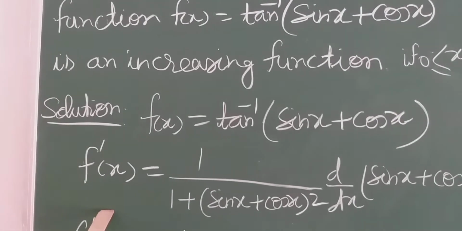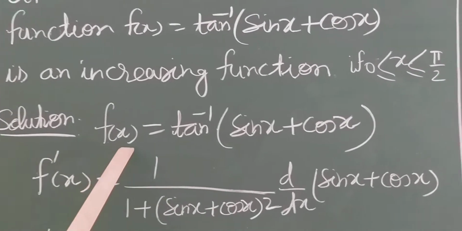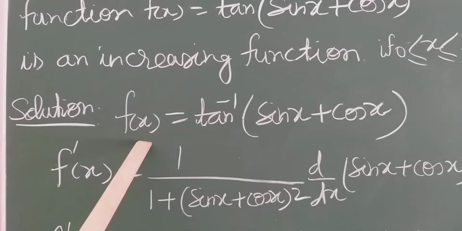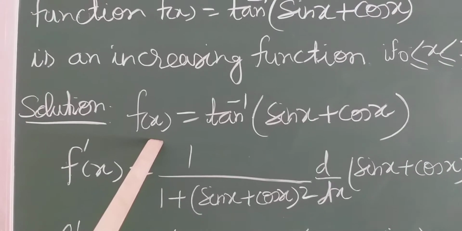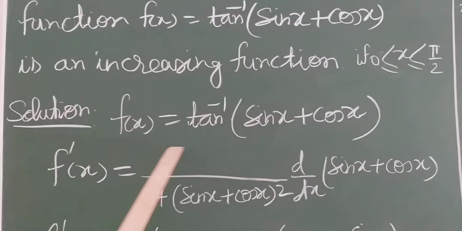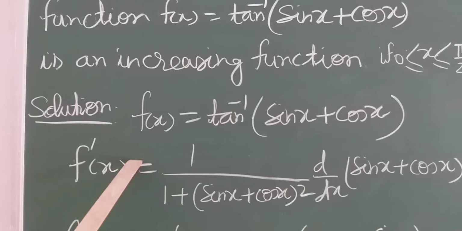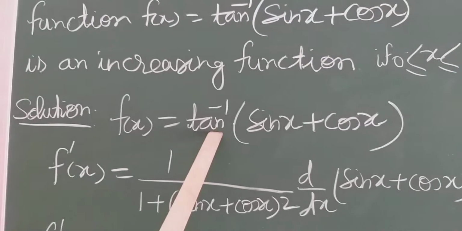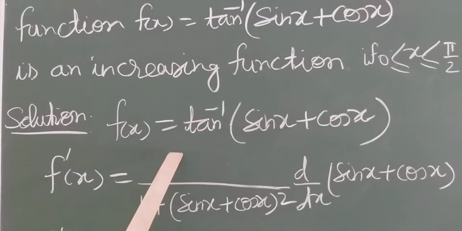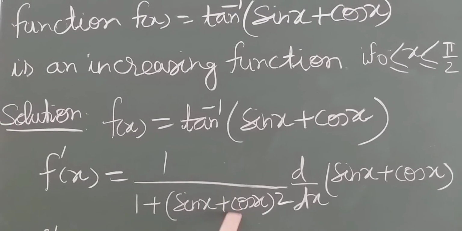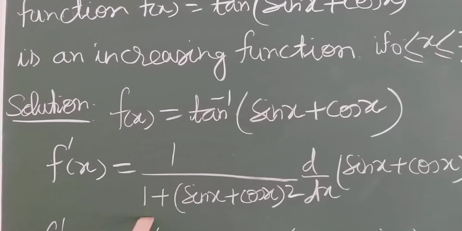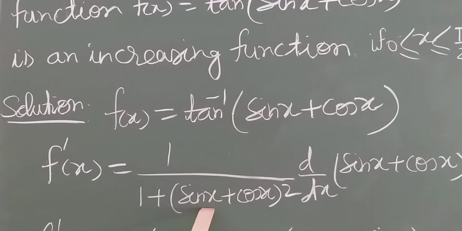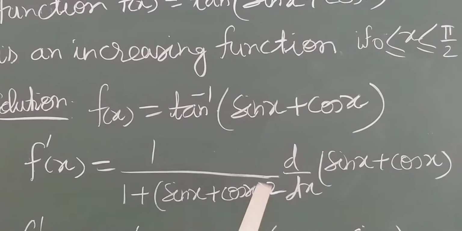So f'(x) equals to... this is the function, students. So we have to find its first order derivative. Differentiating both sides with respect to x, f'(x) equals the derivative of tan inverse x, which is 1 upon 1 plus x square. So it will become 1 upon 1 plus (sin x + cos x) whole square, then the derivative of (sin x + cos x).